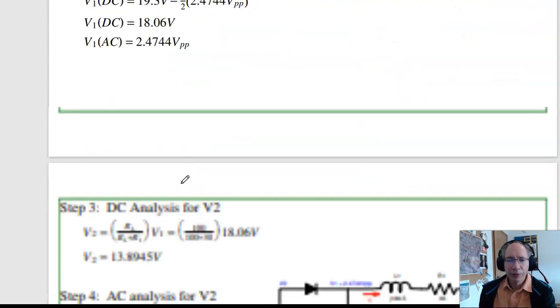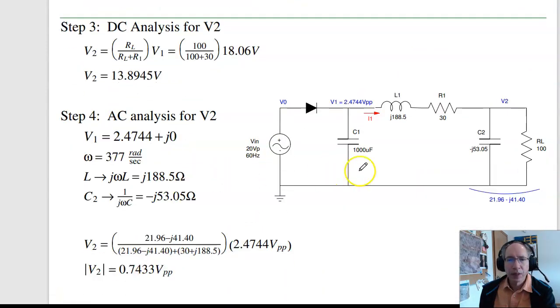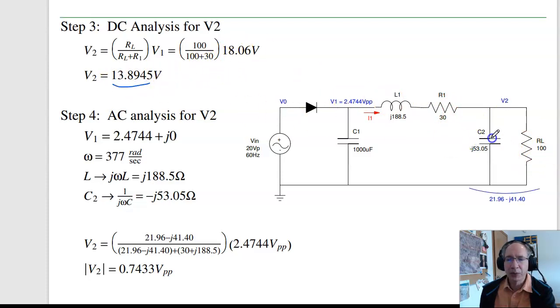Now at V2, I have DC and AC. The DC voltage is take the DC voltage at V1, and by voltage division, 100 over 130 times that voltage, 13.89 volts. The AC voltage, well, this is actually kind of hard to do.